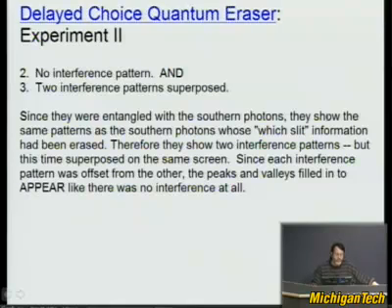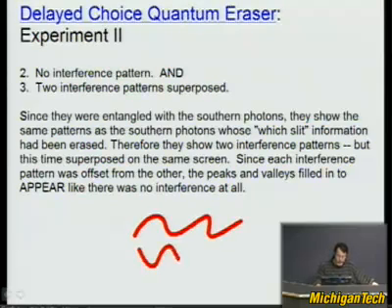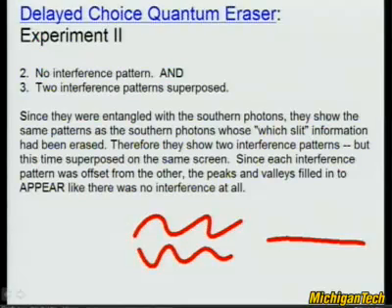Answer is, they show no interference pattern and two interference patterns superposed. Since they were entangled with the southern photons, they show the same patterns as the southern photons, for which which-slit information has been erased. Therefore, they show two interference patterns, but this time they're superimposed on the same screen. Since each interference pattern was offset from the other, the peaks and valleys filled in. So one was up, one was down, and together they were flat. So it appeared in the north like there was no interference at all.